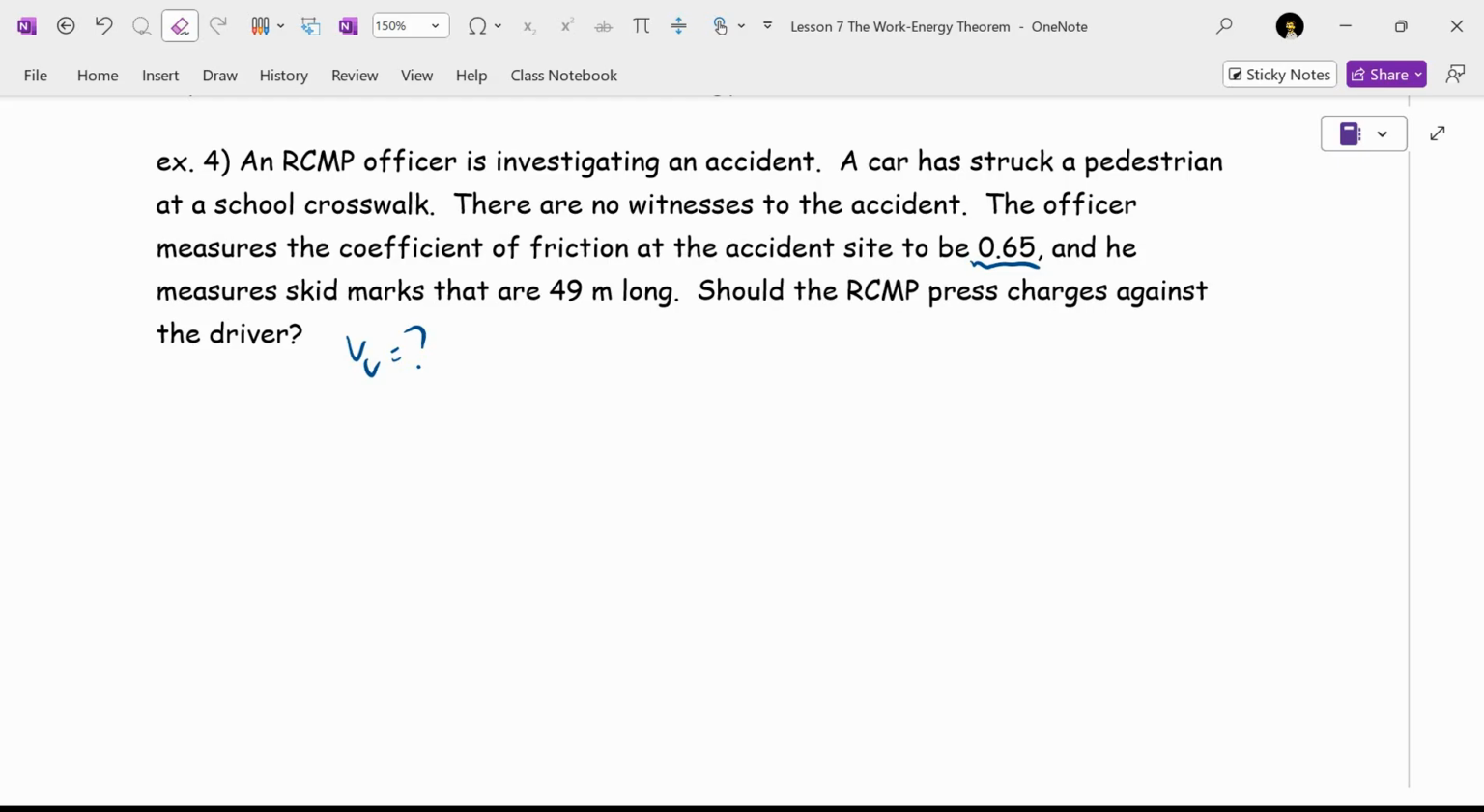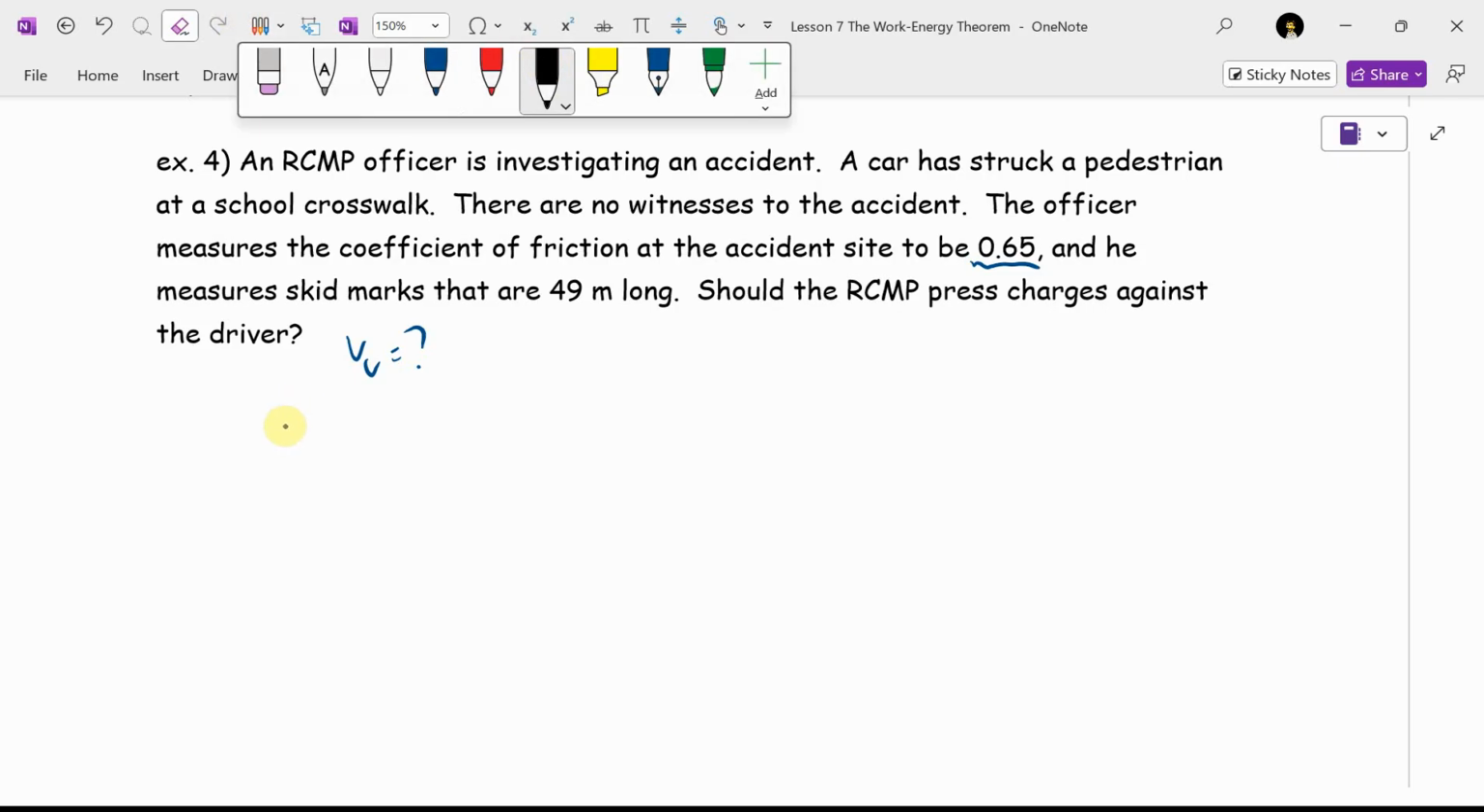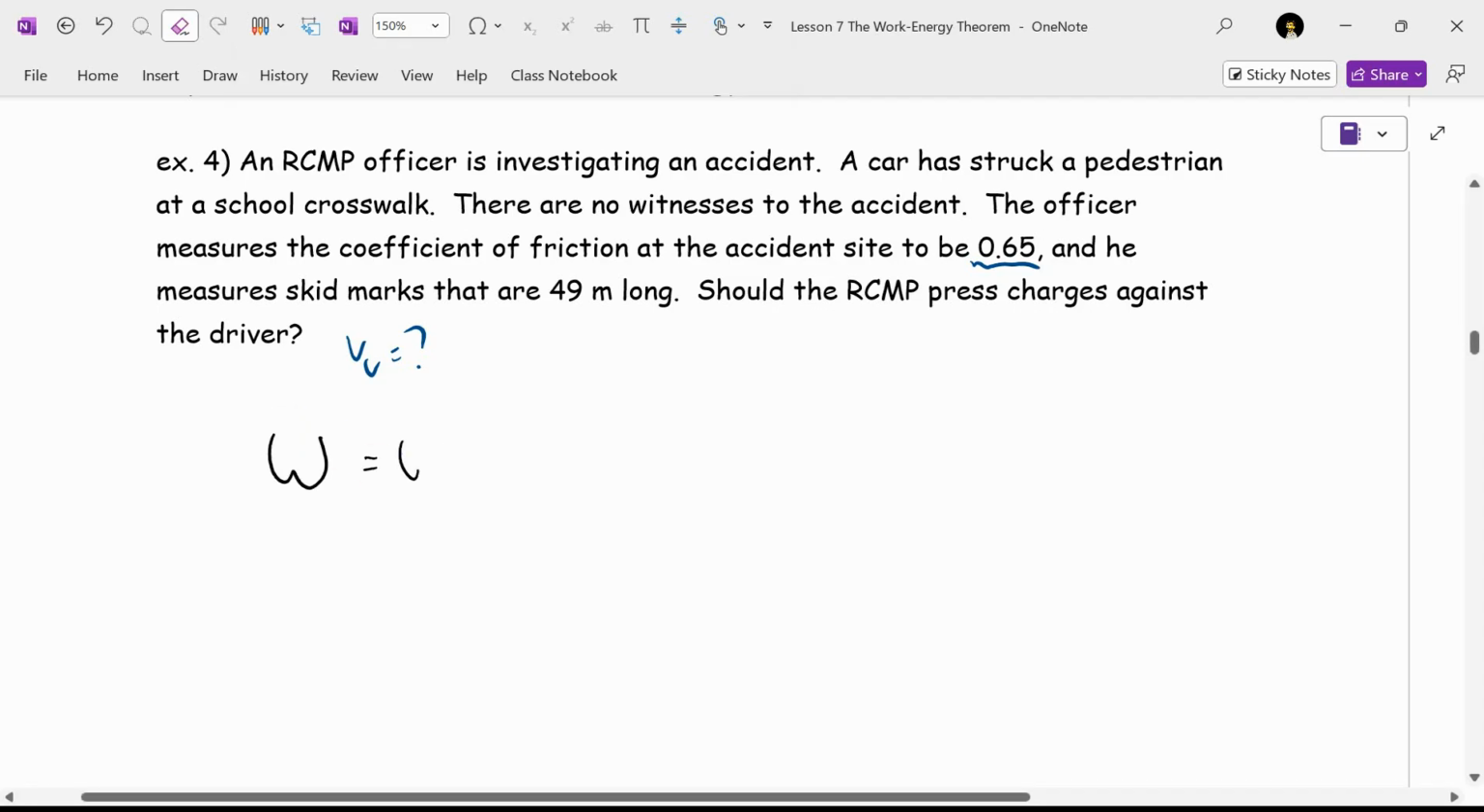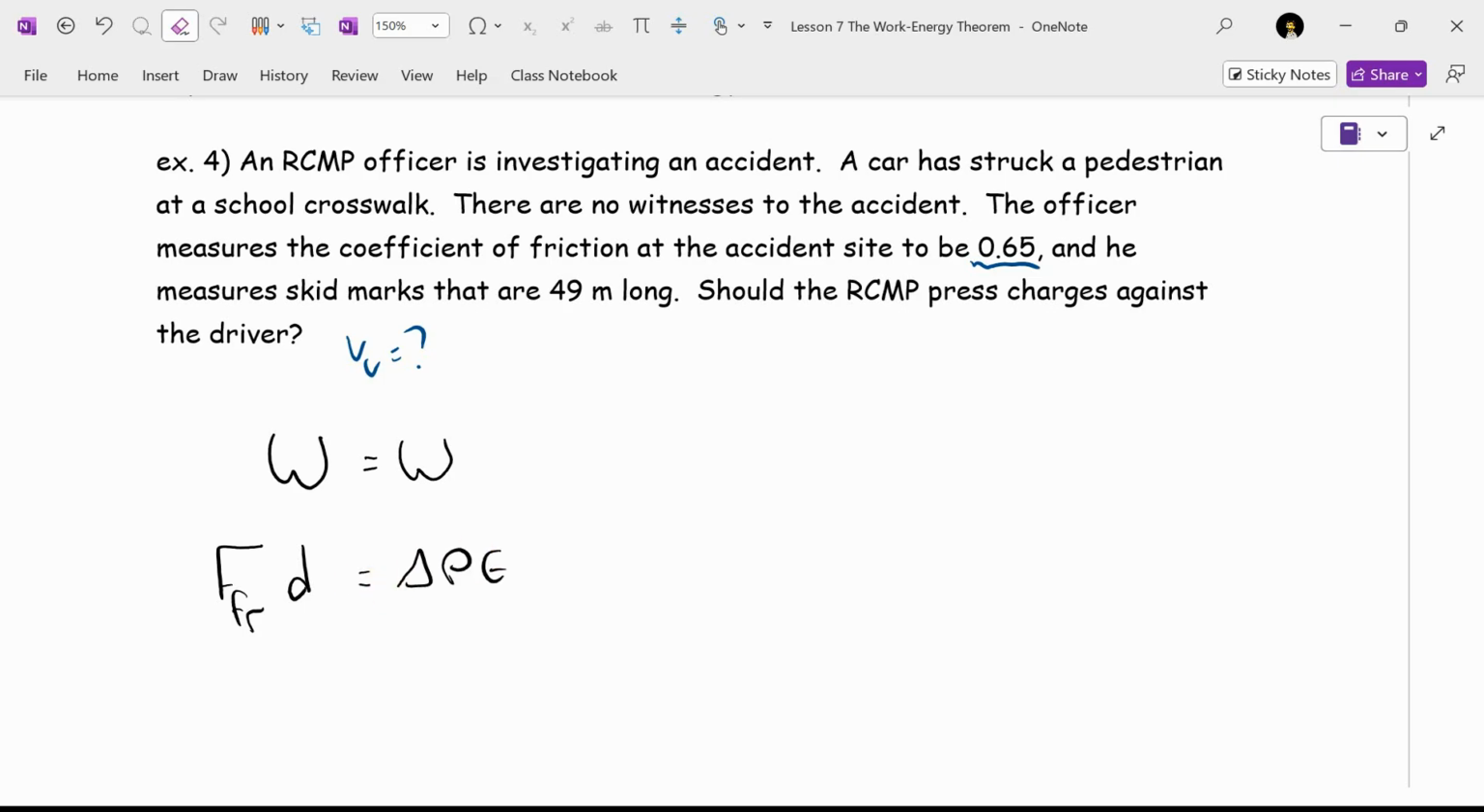I'm going to solve this by being stupid obvious. I'm going to write a statement that no one can argue. I'm going to say work equals work. That has to be correct. But now I'm going to use Anna's equation for work. Anna, that's your line. Which force, if we're talking about a car stopping? Okay. Force of friction times distance, that equals the change in potential plus the change in kinetic.